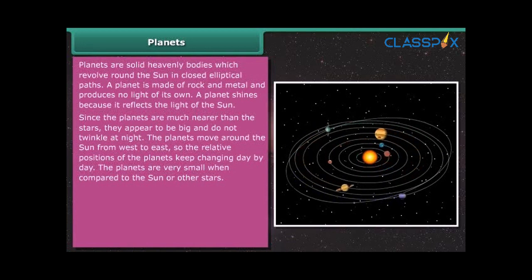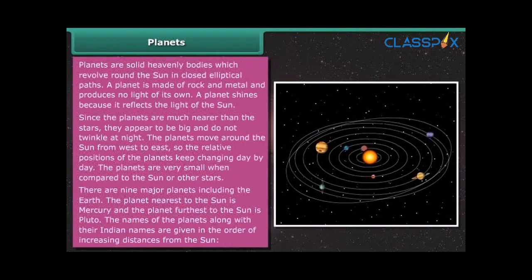The planets move around the Sun from west to east, so the relative positions of the planets keep changing day by day. The planets are very small when compared to the Sun or other stars. There are 9 major planets, including the Earth. The planet nearest to the Sun is Mercury, and the planet farthest from the Sun is Pluto.